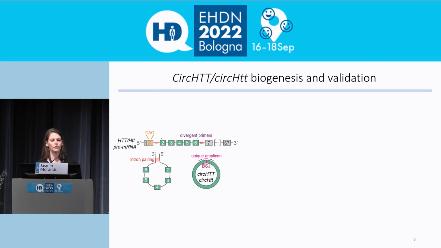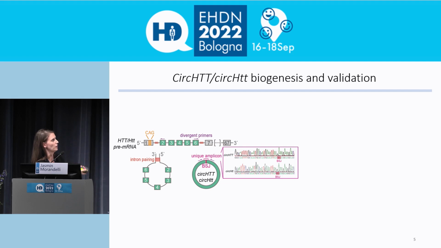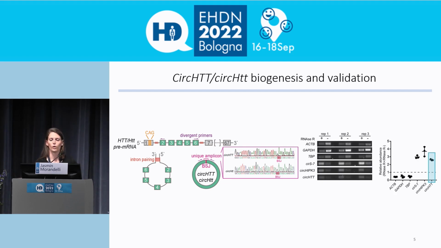It can only be differentiated from its linear counterpart by using divergent primers that point in opposite directions on the linear transcript, whereas they give a unique amplicon over this so-called backsplice junction on the circular RNA. We were able to validate this by sequencing this specific region. We furthermore validated that this molecule is indeed circular by using RNase R, which digests basically every other linear transcript. In the case of CircHTT, it enriches the abundance of this molecule.